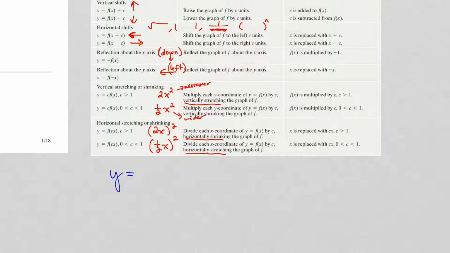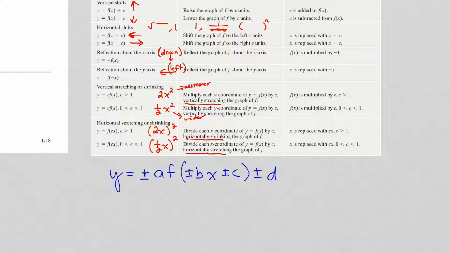So y equals positive or negative a f of positive or negative b x positive or negative c and positive or negative d right here. Okay, so this whole chart can be summarized with this formula.